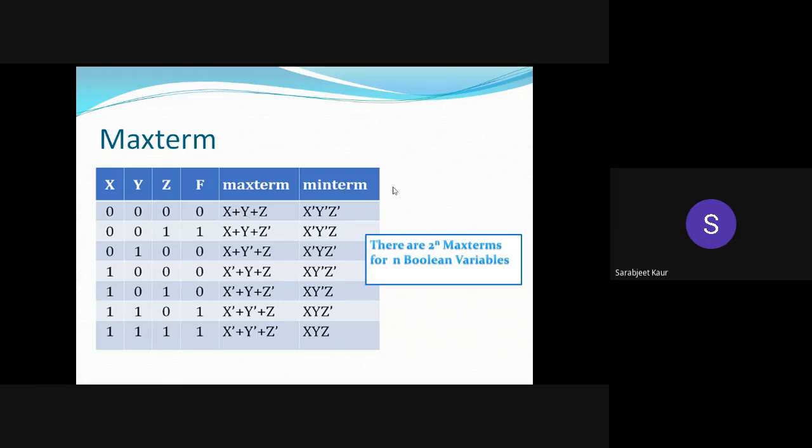Yes or no? Yes, ma'am. So the min terms and max terms are actually duals of each other. What are they? They are complements or duals of each other. Is this clear? Yes, ma'am.